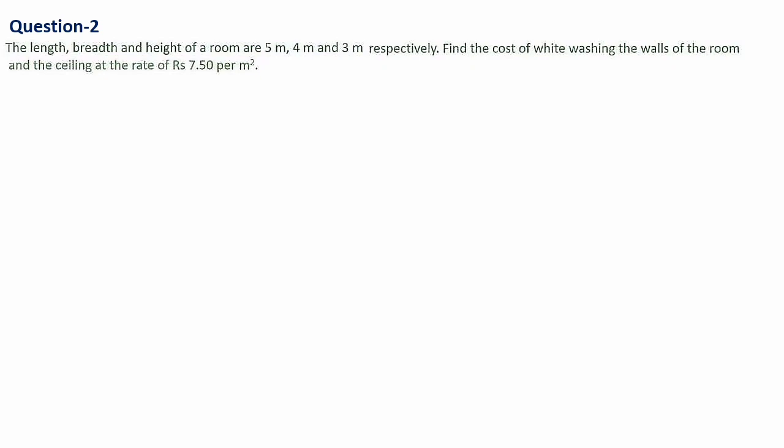So 4 walls and the ceiling of the room we need to whitewash at the rate of rupees 7.50 per meter square. Cost is given to you. It is called the rate. In the previous question we have explained already. Rate means per meter square, means 1 meter square how much is the cost. So here 1 meter square cost is rupees 7.50. It is given to us.